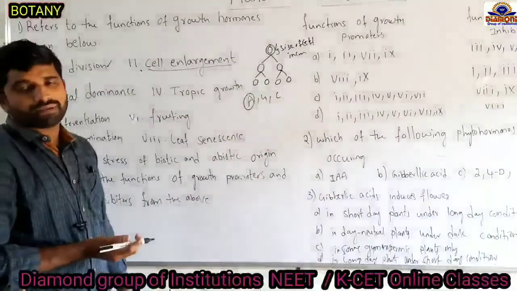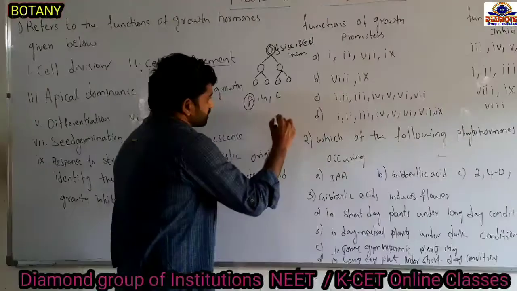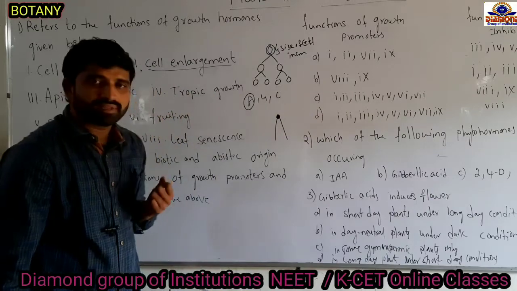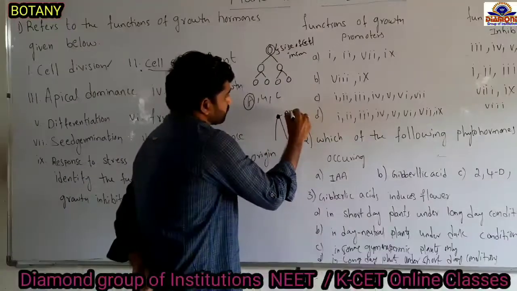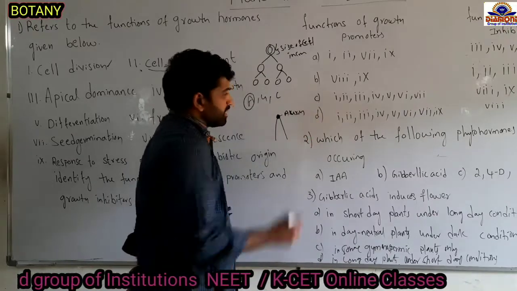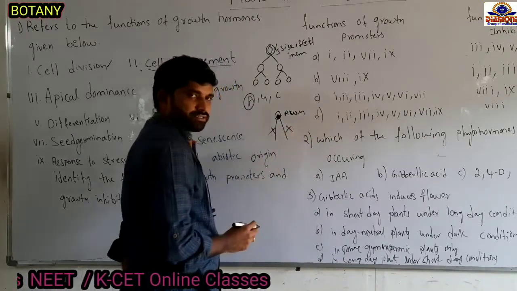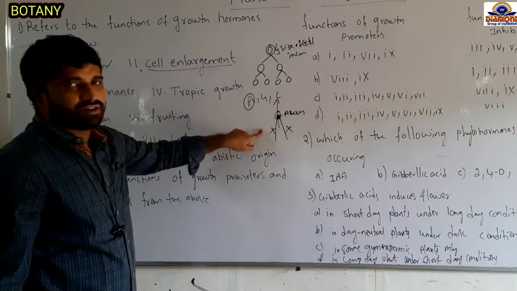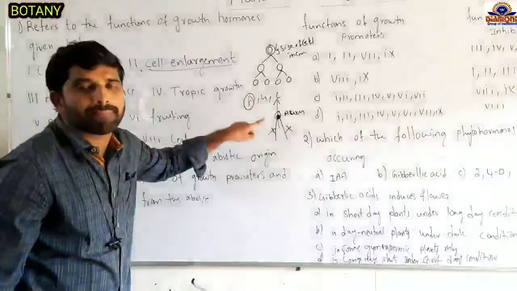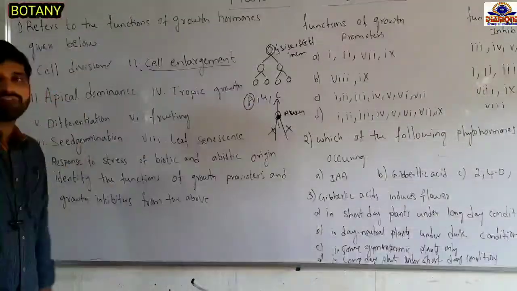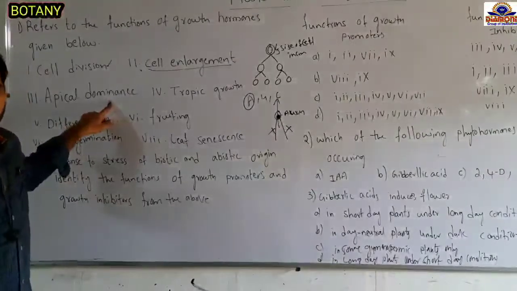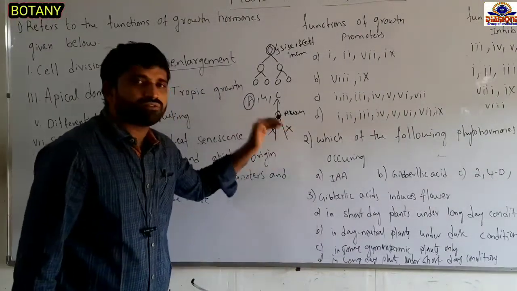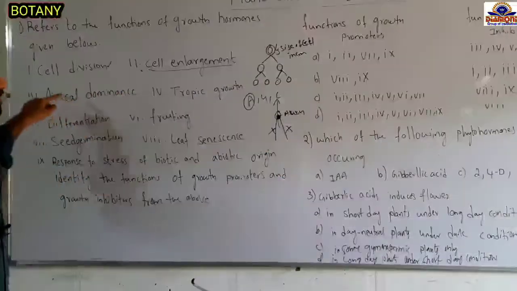What is the meaning of apical dominance? Auxins are always present at the tip regions, the apical regions only. By the presence of auxins in the apex region, they prevent the development of lateral branches. So only the length increases. The length of the plant increases due to the presence of auxins at the apex region, which prevents the formation of lateral branches. That is called apical dominance, and it is the character of auxins.